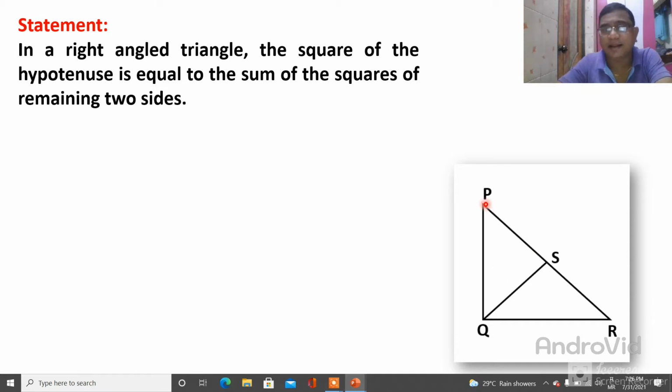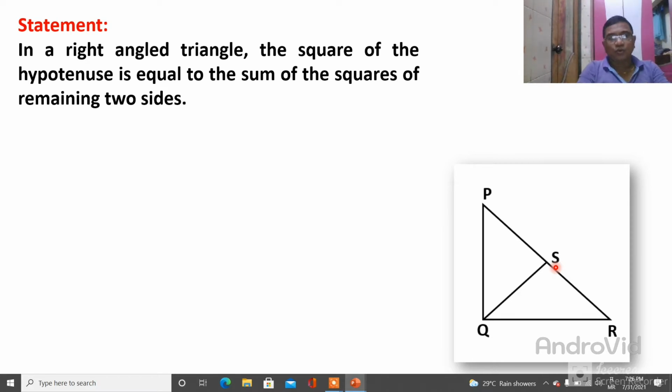So Pythagoras said this PR is the hypotenuse, so hypotenuse square is equal to the remaining two sides. Which are the remaining two sides? PQ square plus QR square. So PR square is equal to what? The sum of the squares of the remaining two sides. So which is the one side? PQ square. Which is the other side? QR. So PQ square plus QR square is equal to what you get? PR square. Is that clear? Okay. So that is what Pythagoras said.